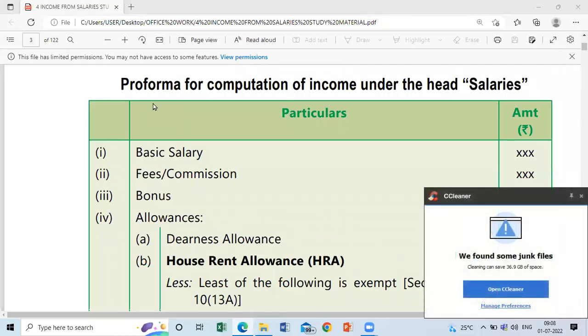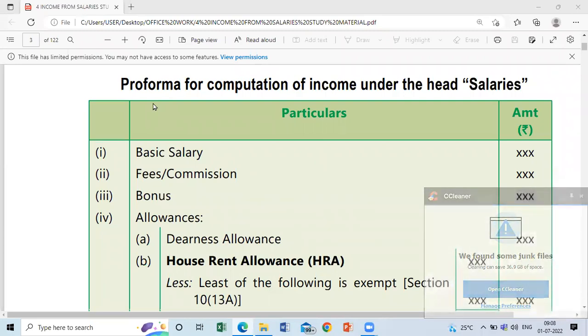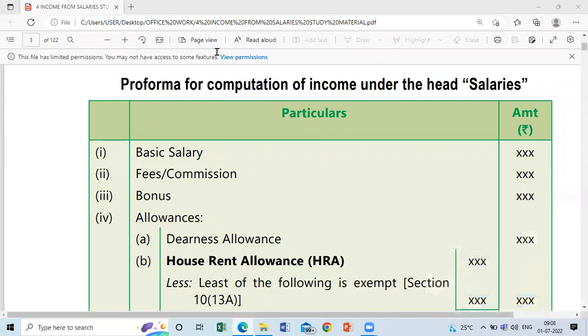The first thing that we include in the salary income is either salary or basic salary. This is the basic salary. Basic salary is the base on which we do some calculations. I'll explain. Let us say my basic salary is rupees 10,000.